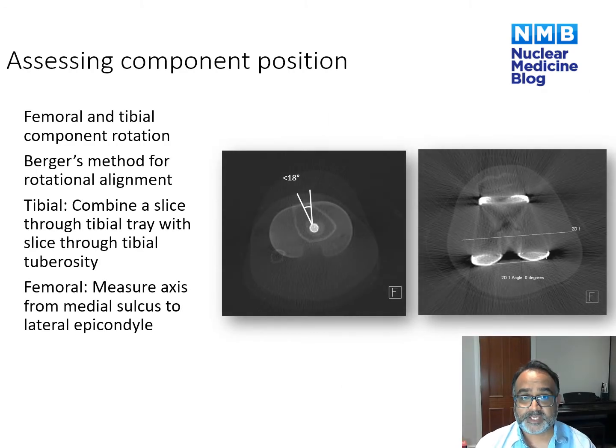The other things that can be assessed on the CT component of the SPECT-CT are the rotational alignment of the femoral and tibial components. I won't go into too much detail other than to say we use Berger's method for measuring the rotational alignment. On the tibial component, we combine a slice through the tibial tray with a slice through the tibial tuberosity and measure the component rotation relative to the tibial tuberosity. The femoral component rotation is measured from an axis through the medial sulcus to the lateral epicondyle, relative to the posterior aspects of the femoral component.